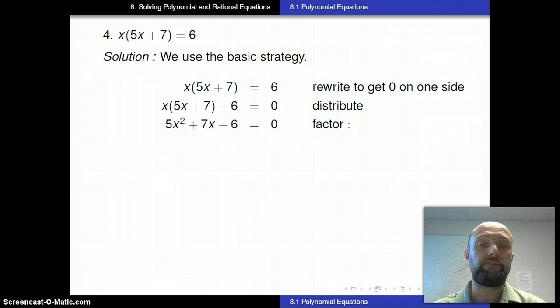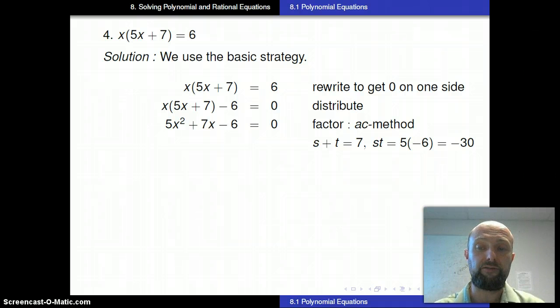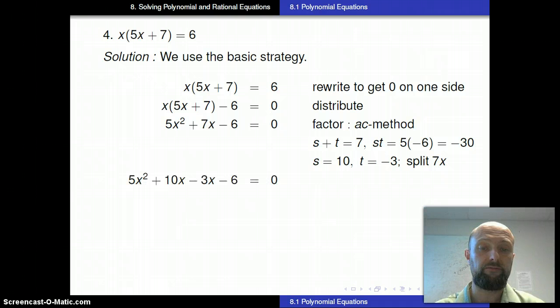Now we factor this. This is the AC method, so we are looking for two numbers whose sum is 7 and whose product is 5 times negative 6, which is negative 30. We see that 10 and negative 3 work. 10 plus negative 3 is 7, and 10 times negative 3 is negative 30. So we split the term 7x and rewrite it as 10x minus 3x.